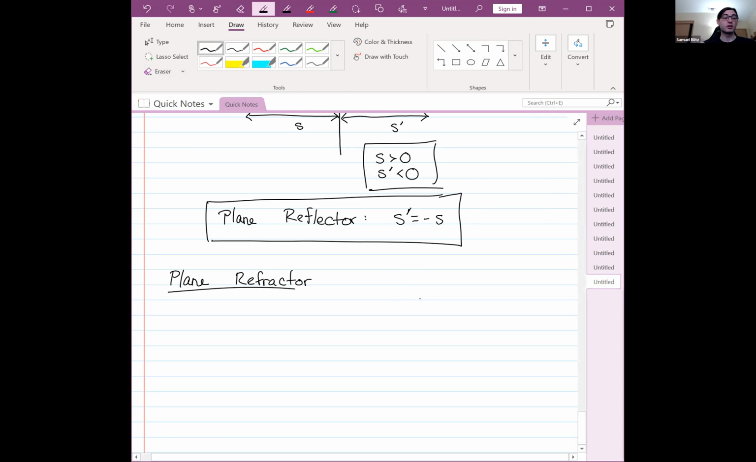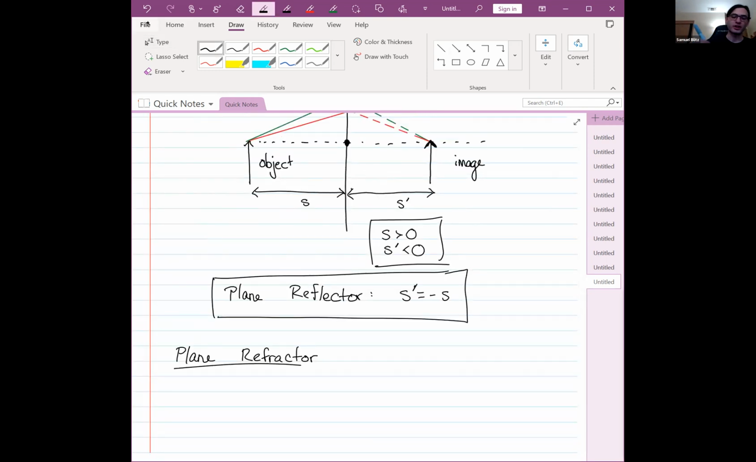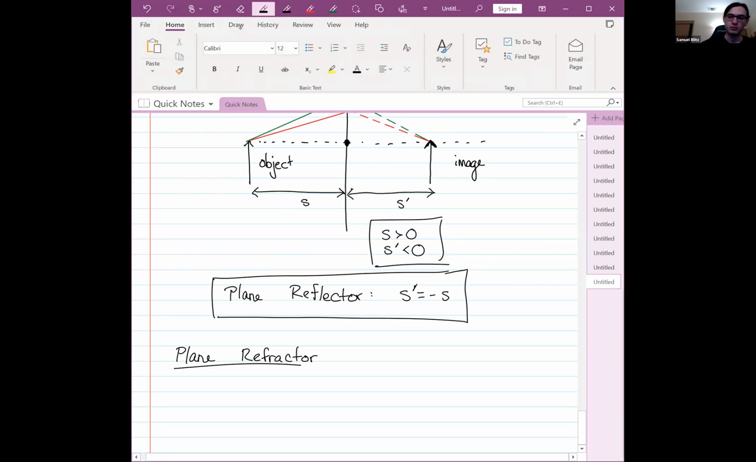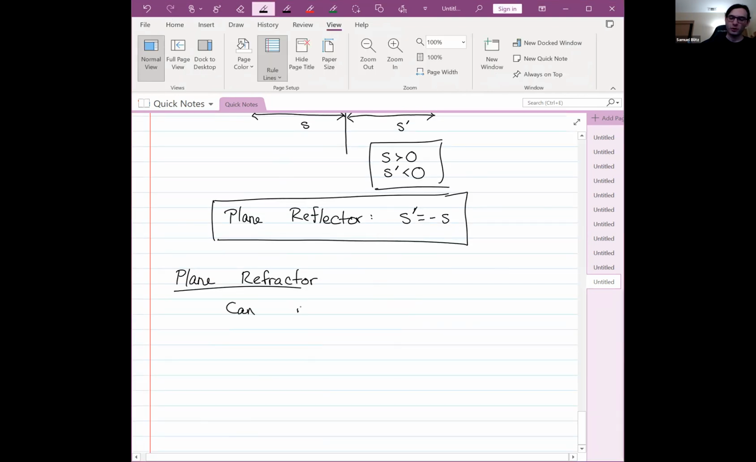We can now study the redirection of light with refraction, i.e. Snell's law. So we're going to study what happens when you have light bending as a result of changing medium.